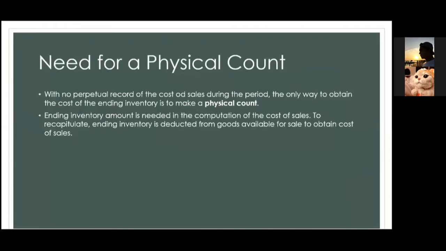With no perpetual record of the cost of sales during the period, the only way to obtain the cost of the ending inventory is to make a physical count. And ending inventory amount is needed in the computation of the cost of sales. To recapitulate, ending inventory is deducted from goods available for sale to obtain cost of sales.